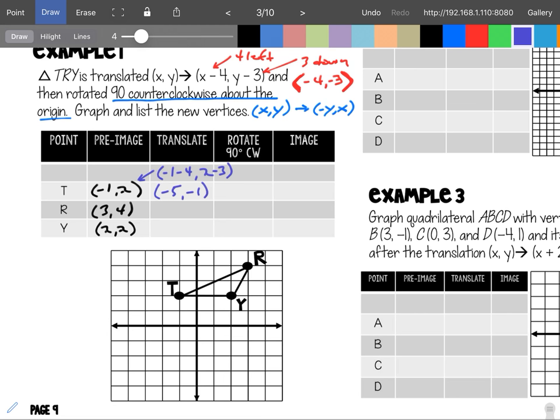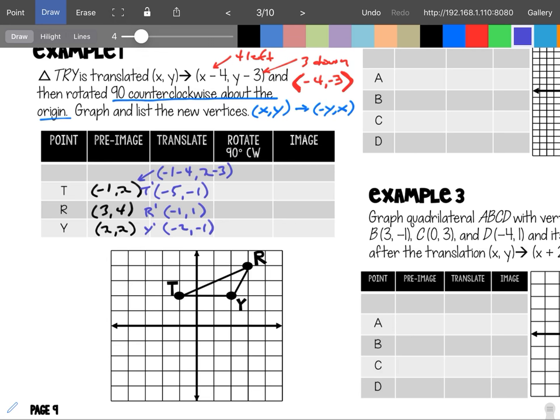And then do the same thing with the point R and the point Y. So we could call this T prime. And then R prime, we got to go 4 left, so 3 minus 4 would be -1, and then 4 minus 3 would be 1. And then Y prime, we'd have to go 4 left, so 2 minus 4 would be -2, comma, and we got to go 3 down, so 2 minus 3 would be -1.